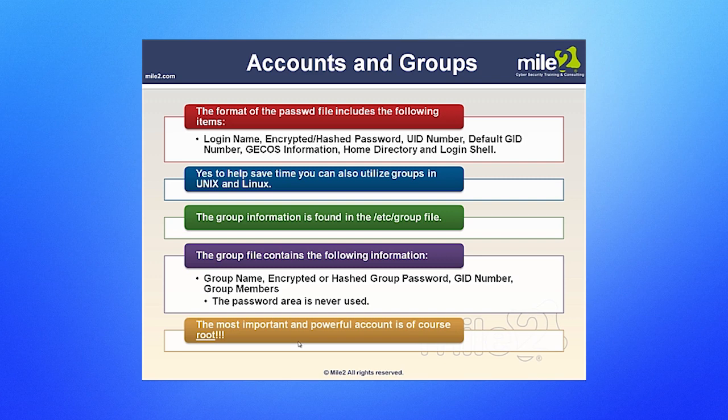And groups, just like Windows, we would use groups in the Unix and the Linux environment. This information is also stored in the /etc/group file. So very similar to what we've seen. There's a trend here. /etc/passwd, /etc/shadow, /etc/group. And the group can have various information also, the group name, encrypted or hashed password, GID number, the group members. Password area is never used here.